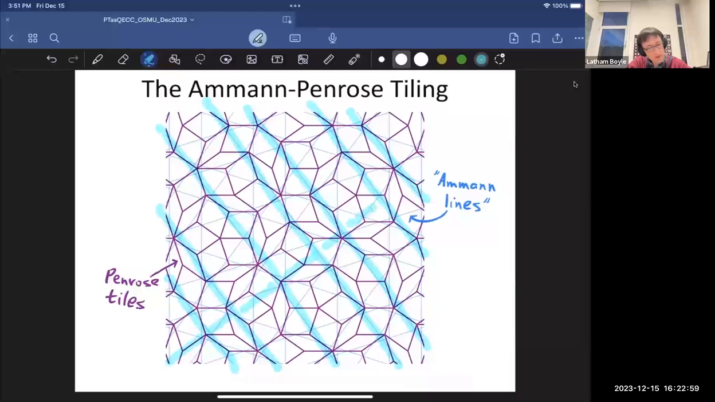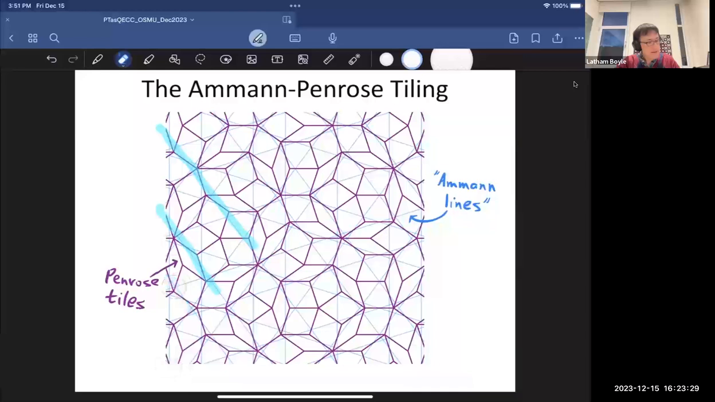Now, actually, there's five sets of such blue lines, corresponding to the five directions parallel to the edges of a regular pentagon in this tiling. And so you see the Ammann lines decompose the Penrose tiling into a superposition of five 1D Fibonacci tilings. Another nice way to think about what the Ammann lines are doing is this: if you think of all the purple edges as being half-silvered mirrors, and you think of the blue line as being a laser beam, so I have a little laser pointer.